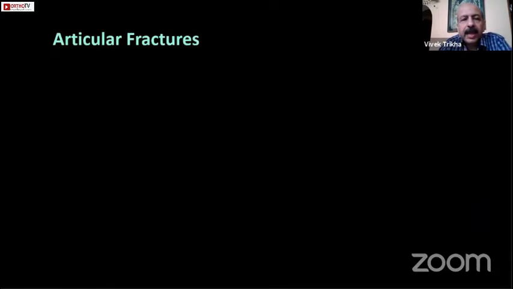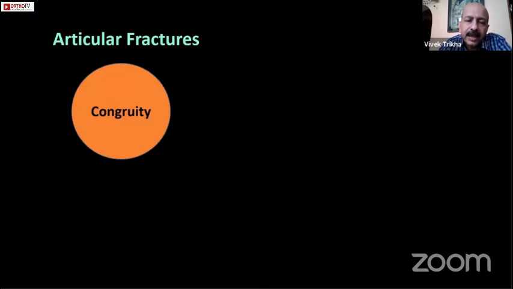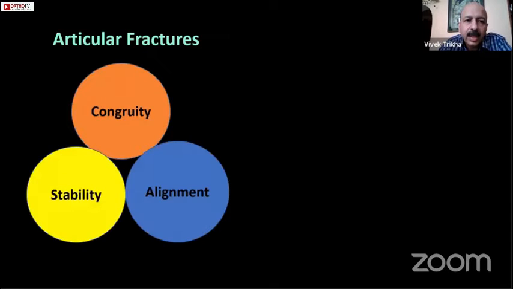The first thing in any fracture, what we need to understand, is that it consists of 3 components: congruity, stability, and alignment. And that's there for any and every articular fracture. All of them are equally important in articular fractures, and they give a good functional result.